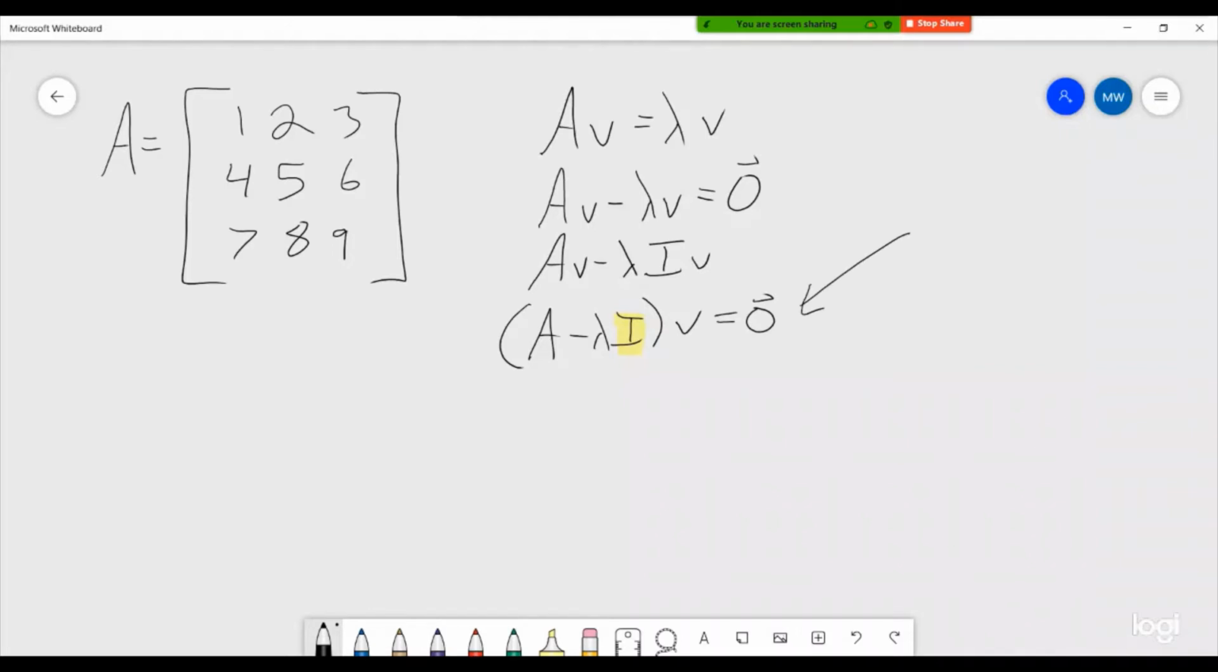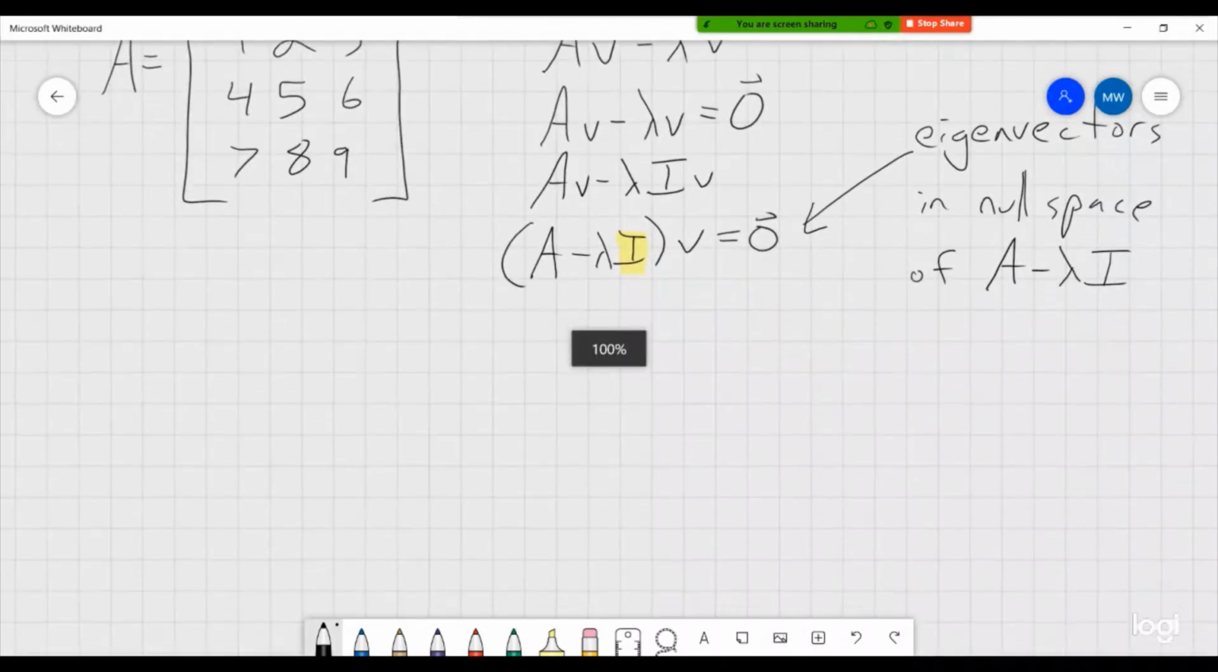And so if we then get A minus lambda I times V is equal to 0, this is telling us that eigenvectors are in the null space of A minus lambda I. And so that's how you can find your eigenvectors. So what we're going to do is solve for what values of lambda give us a null space that is not just the 0 vector. And so that's why we set it to 0.